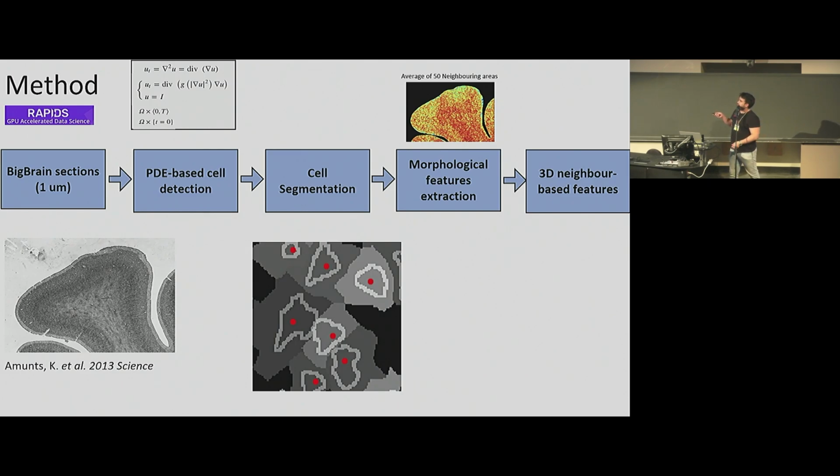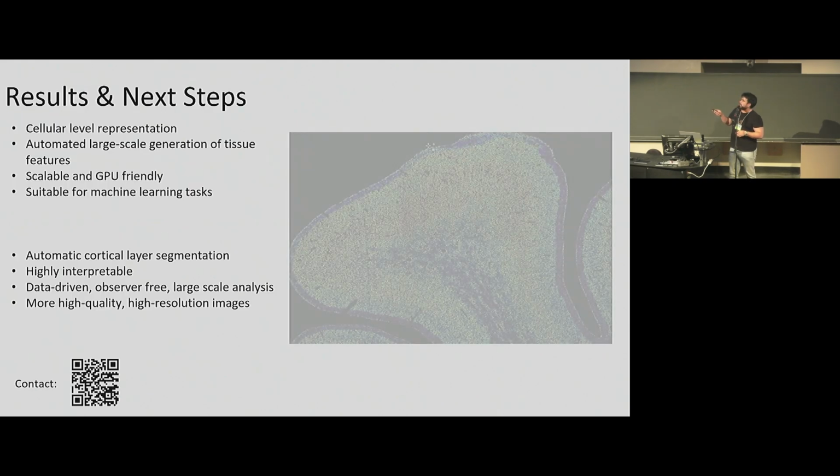So for this, we present this novel pipeline that has been totally powered by GPU, where as an input it receives BigBrain sections with 1 micrometer resolution. Then it runs a partial differential equation based cell detection in order to mark the centroids of each of the cells on the BigBrain slice. Then we perform a cell segmentation, and currently we are working on benchmarking different kinds of cell segmentation algorithms. And then we apply a morphological feature extraction from the segmented cells. And we run this for different number of BigBrain slices, and then we stack them together in order to have a 3D volume of segmented cell data.